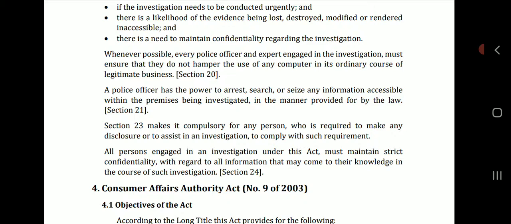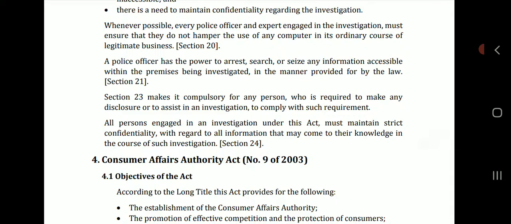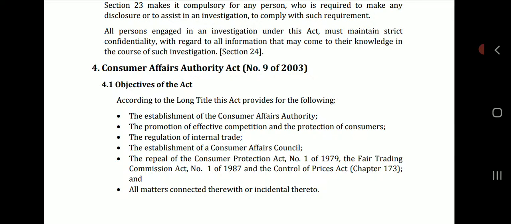Section 20 says that whenever possible, every police officer or expert in an investigation should not hamper the use of any electronic device or computer in the course of legitimate business. A police officer has the power to arrest, search, seize or access any information within the premises being investigated in the manner provided by law. And section 23 says that every person engaged under this act must maintain strict confidentiality with regard to such information coming to their knowledge, which is covered under section 24.